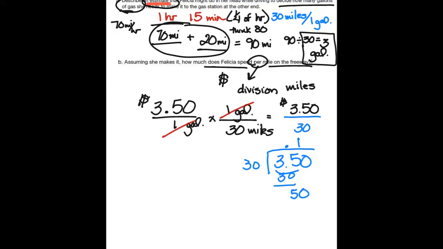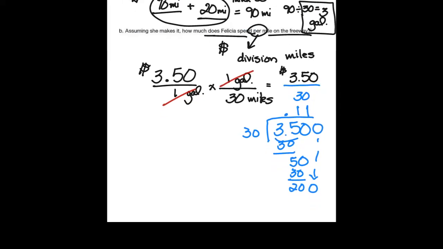How many 30s go into 50? 1. 1 times 30 is 30. Subtract, you get 20. Bring down another 0. How many 30s are in 200?